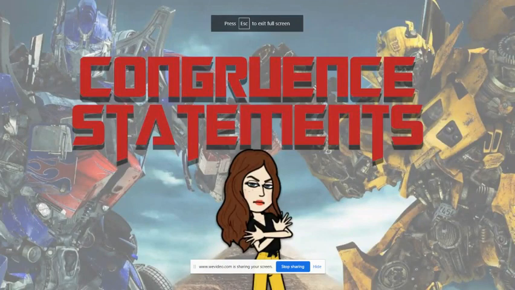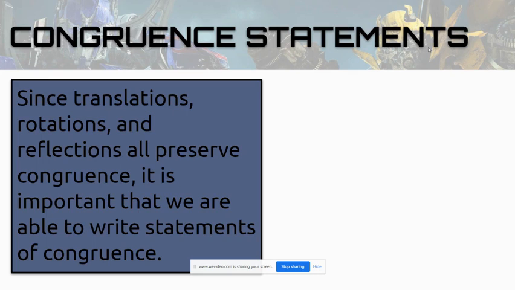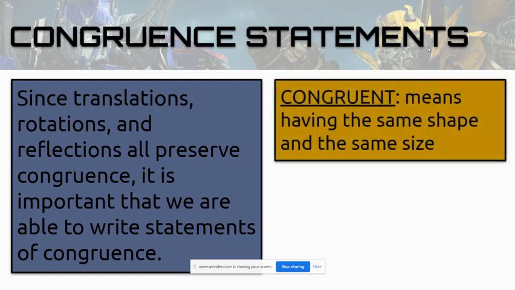All right, so the last thing we need to talk about are congruency statements or congruence statements. Since translations, rotations, and reflections all preserve congruence, it's important that we are able to write statements of congruence, telling us which side lengths go together, which angles go together, all of that. Congruent just means having the same shape and the same size. Translations, rotations, and reflections all preserve congruence. I'm not changing the size of the shape, even though I'm moving it around.